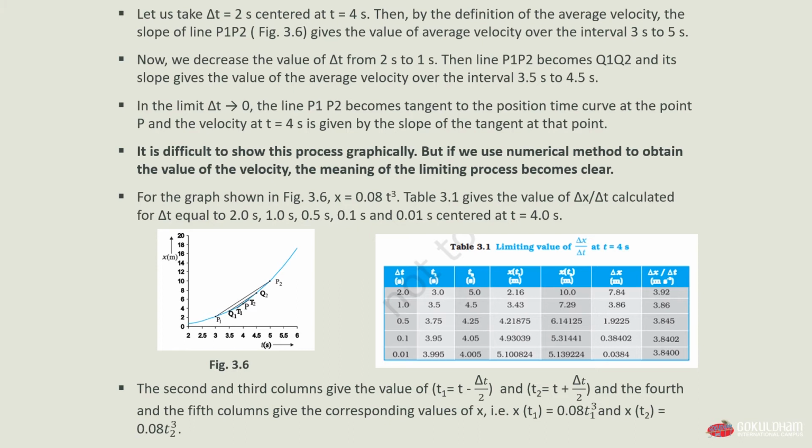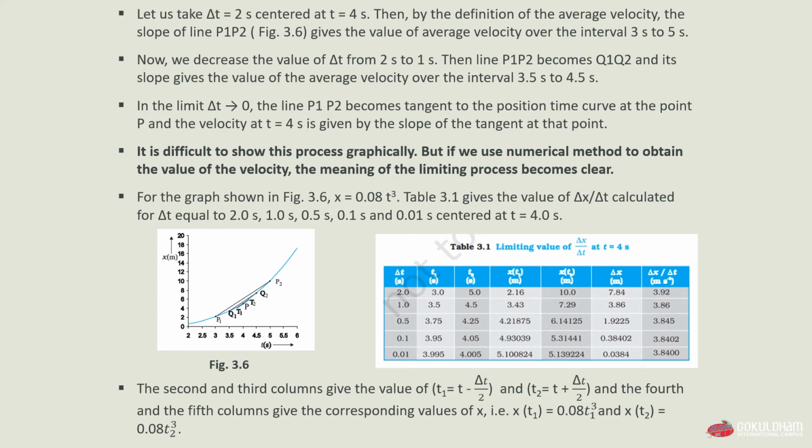In the limit of delta t tending to 0, the line P1 P2 will become the tangent to the position-time curve at point P. The point P in the figure is displayed between the T1 and T2 points. You can see that. And the velocity at time instant t equals 4 is given by the slope of the tangent at that particular point. But it is difficult to show this process graphically and also to understand it graphically. If we use a numerical method to obtain the value of velocity, the meaning and the limiting process become clear. So by using a numerical method, we can understand this thing clearly.